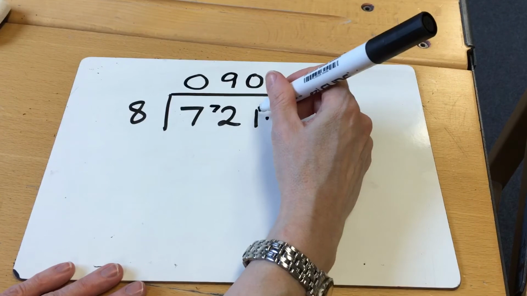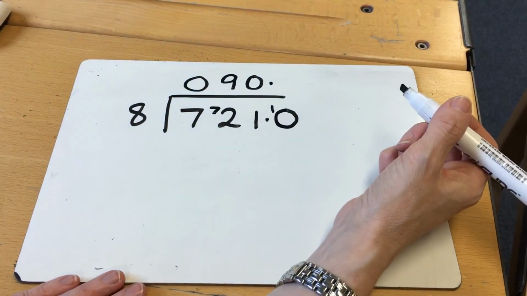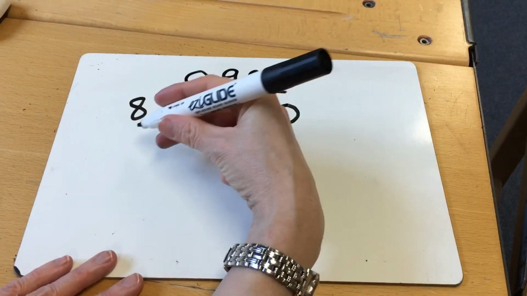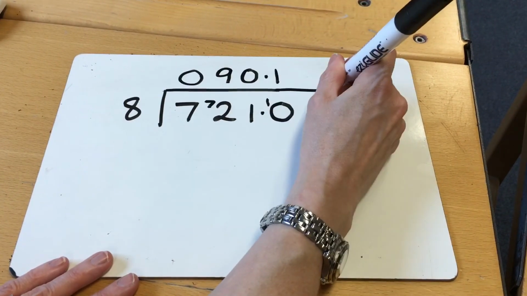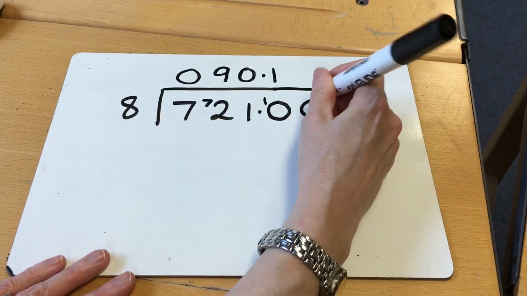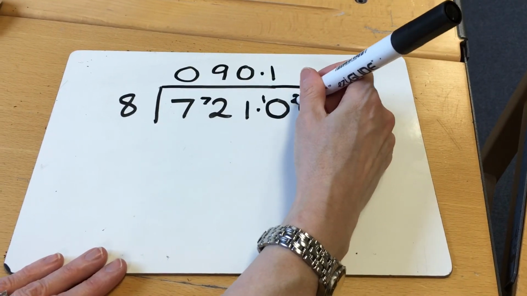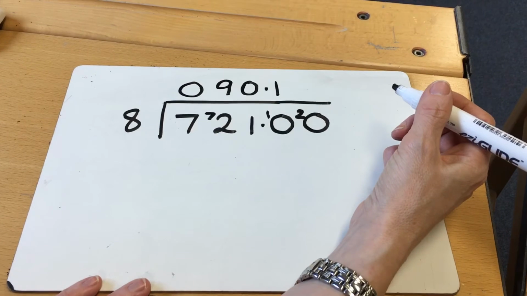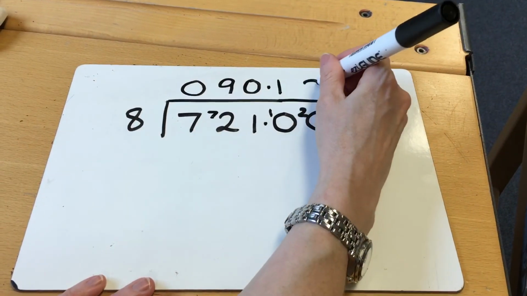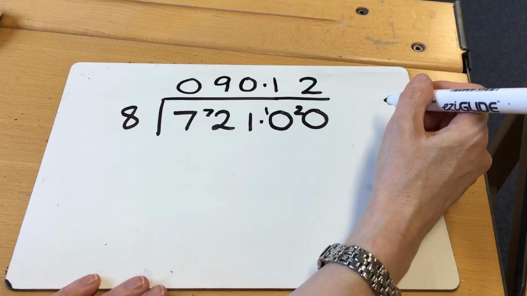And this time I'm going to say 1 is 10 tenths, because it is. How many 8s are in 10 tenths? There's one lot of 8 in 10 tenths with 2 left over. So that's 2 tenths left over, which is now 20 hundredths. How many 8s in 20 hundredths? There's 2, because 8 times 2 is 16.